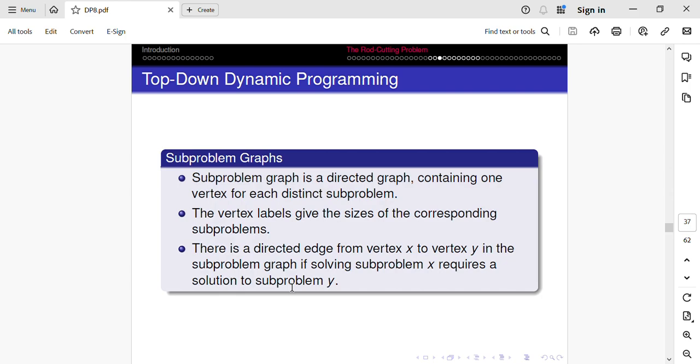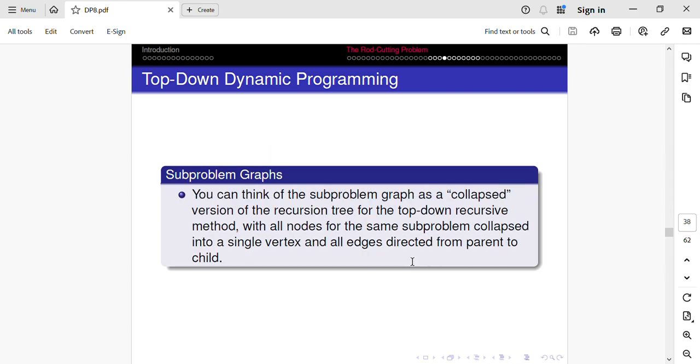Subproblem graph is a directed graph that contains one vertex for each distinct subproblem. The vertex labels give the size of the corresponding subproblem. There is a directed edge from vertex x to vertex y in this subproblem graph if solving subproblem x requires a solution to subproblem y, or more easily, from vertex x to vertex y there is a directed edge if the recursive call for size x makes a recursive call to size y.